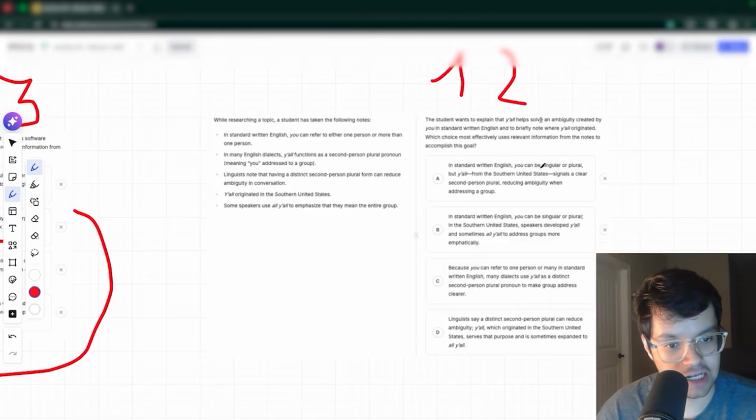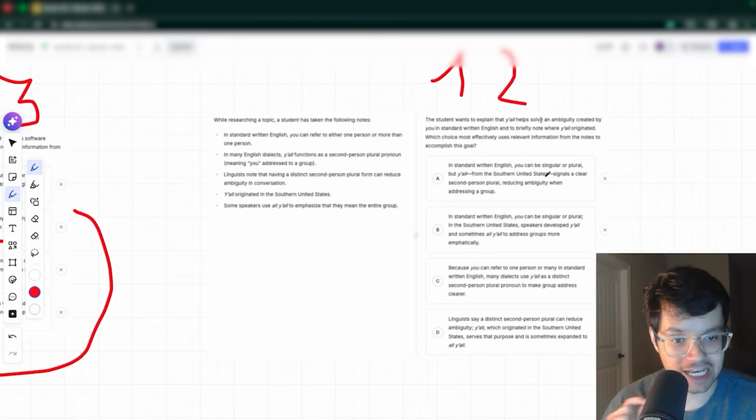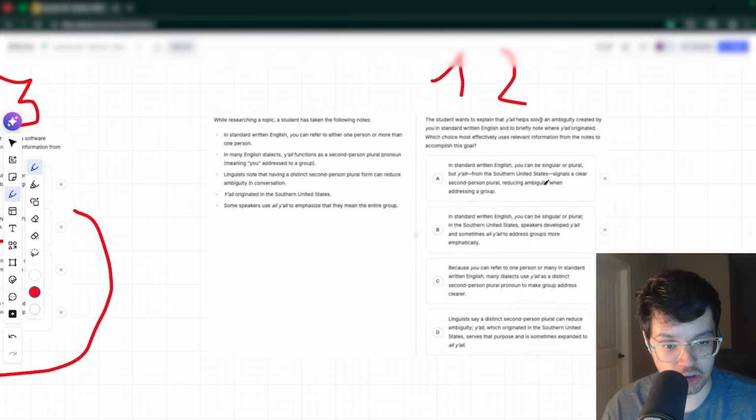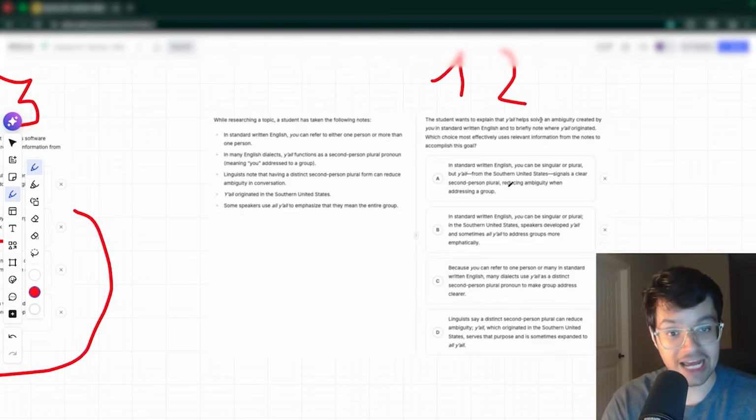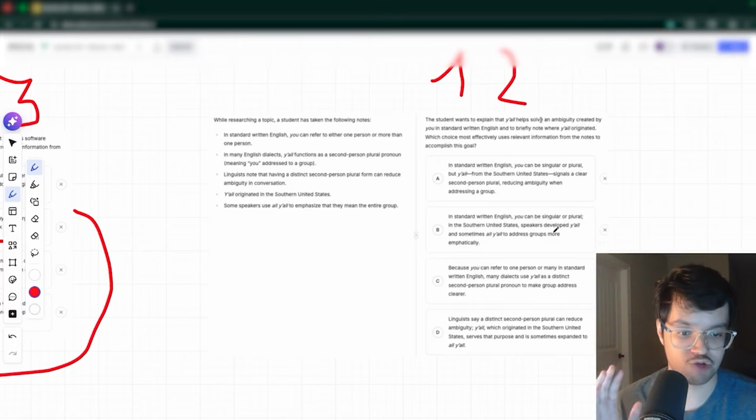So, you can be, in standard written English, can be singular or plural, but y'all from the Southern United States. Okay, that does the second part, it says where it's from. Signals a clear second person plural, reducing ambiguity. Okay, so also, yeah, reducing ambiguity. So A seems pretty solid so far. Now B: In standard written English, you can be singular or plural. In the Southern United States, speakers developed y'all and sometimes all y'all to address groups more emphatically.